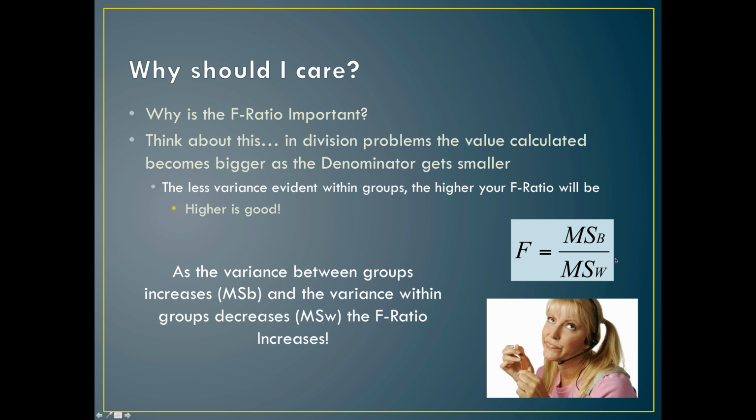But if the variance within the group itself is great, that means the overall fraction is going to be reduced. So your F value is going to be small. Most likely that means you're not going to be obtaining significant results, because in order to reject the null in an ANOVA test, you need a very large F value.